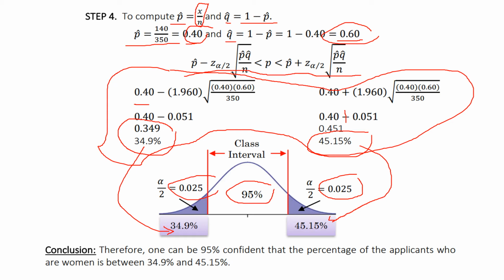Now, your conclusion: one can be 95% confident that the percentage of the applicants who are women is between 34.9% and 45.15%. So meaning to say that the percentage of the applicants who are women will fall between 34.9 and 45.15%. It should be in between these two limits, or in between your lower and your upper limit.